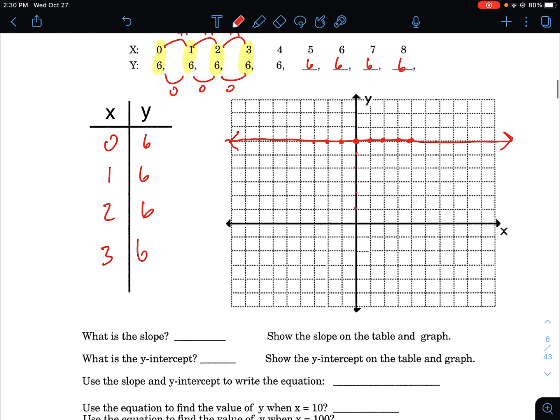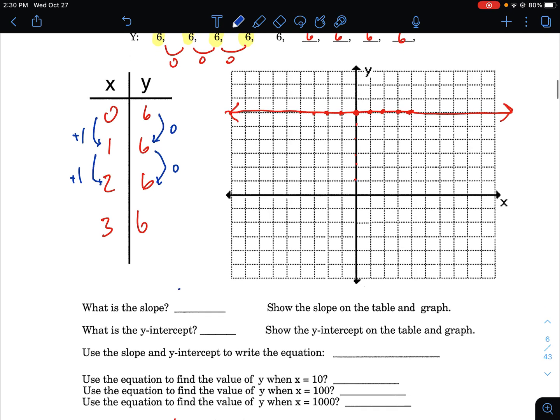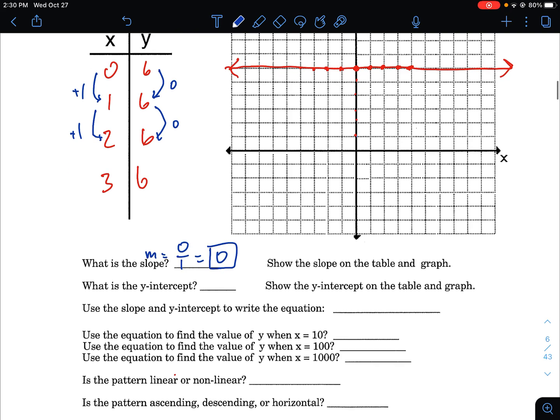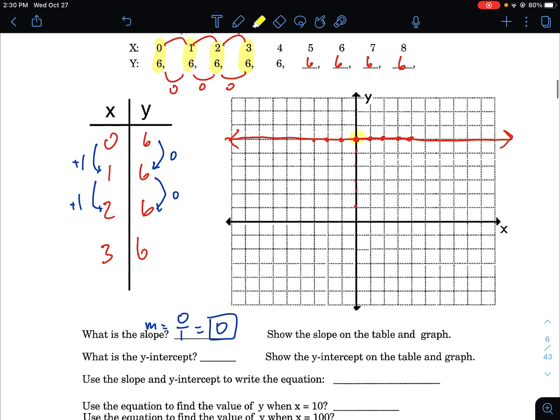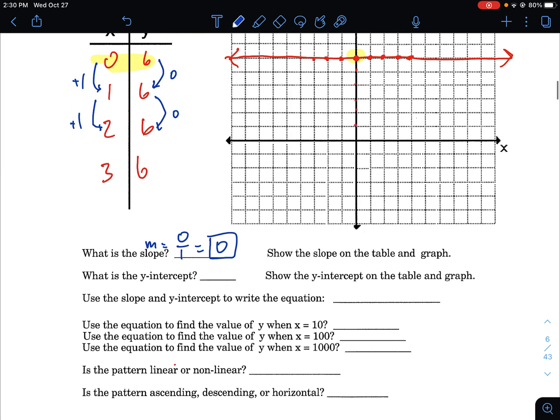Basically, we have a straight horizontal line. What is our slope? Well, our slope is change in y over change in x. How much is y changing every time? Y changes 0 every time. Our change in x is plus 1 every time. So what is our slope? We can say it's 0 over 1, or most simplified is 0. So m equals 0. Our y-intercept is the starting point, which is right over here or right over there. And that value is 6.